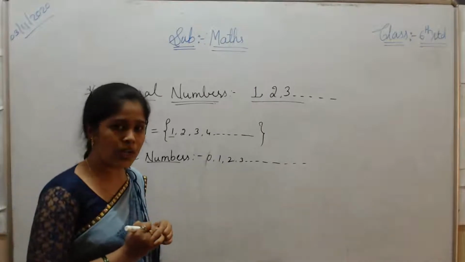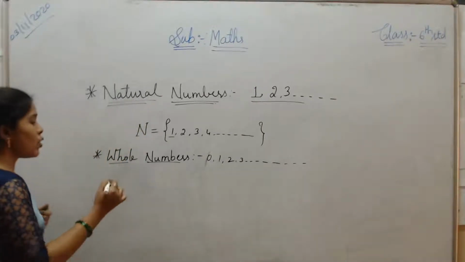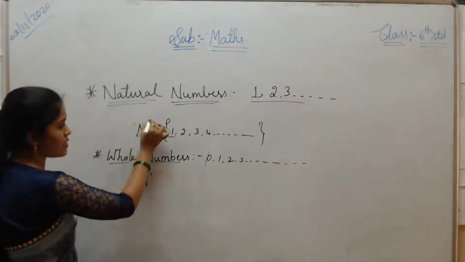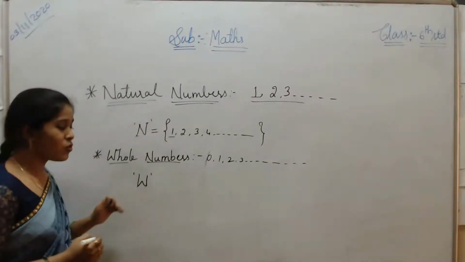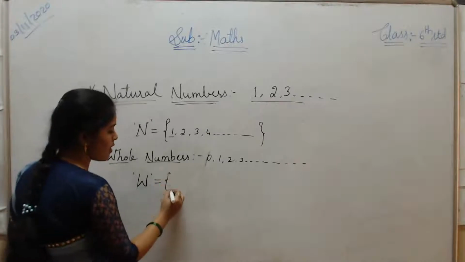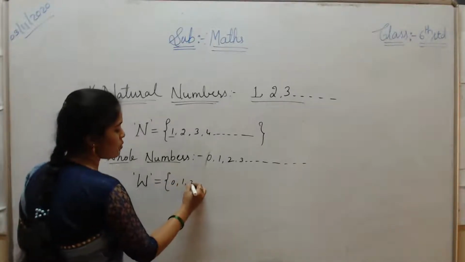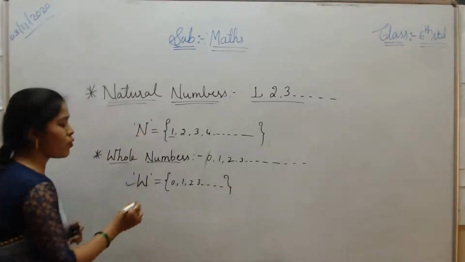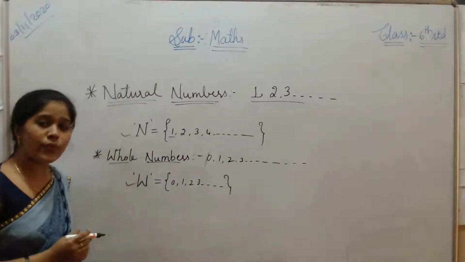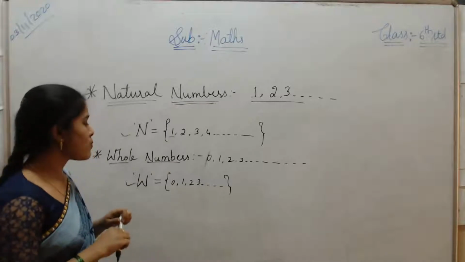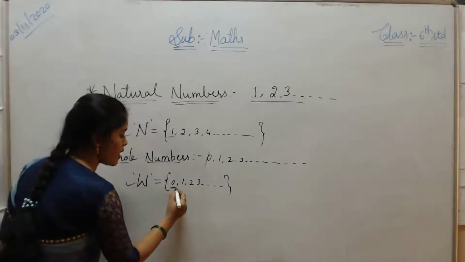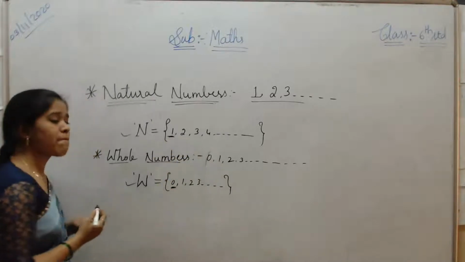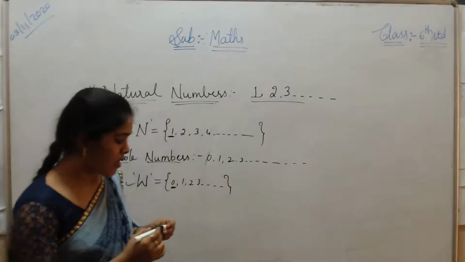The whole number is denoted by capital W, and the set of whole numbers is 0, 1, 2, 3 and so on. The smallest whole number is 0. Here the smallest natural number is 1 and the smallest whole number is 0. Okay. Next.